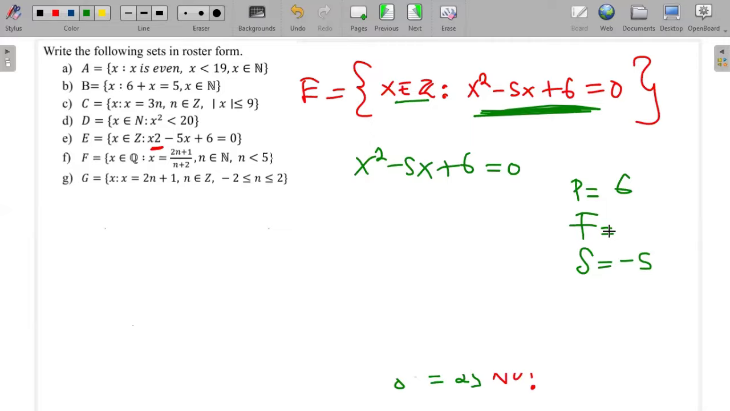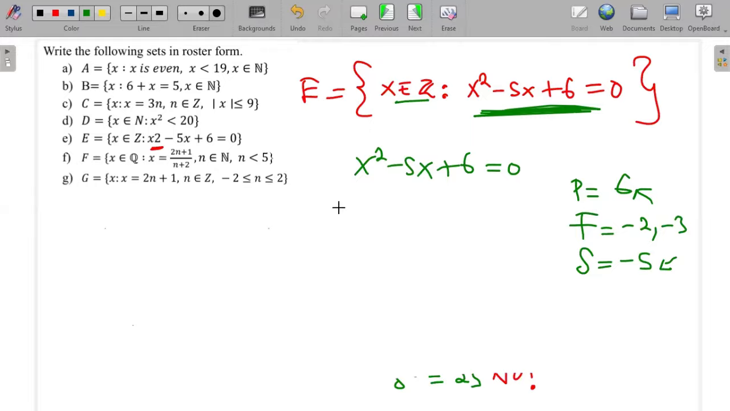Minus 3, minus 2. Yes, as simple as that. So you put here minus 2 and then minus 3. You can see when I add them, I get minus 5, and when I multiply them, I get 6. Later on, we'll talk about quadratic functions or quadratic equations in full detail, and it's a very nice topic. Learn about how to solve them, how to graph them, everything about quadratics.